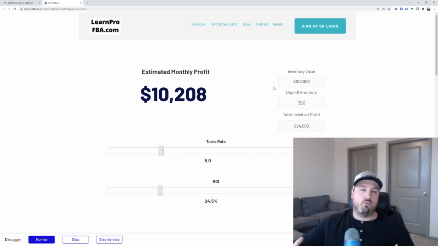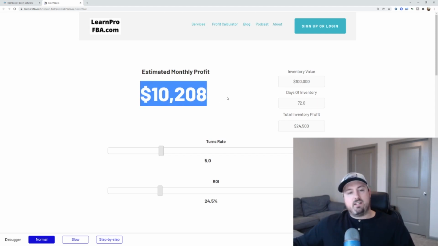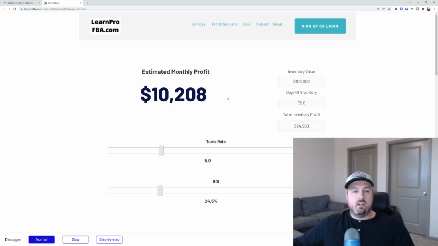But if you think about it relative to other investments or other businesses, how many businesses can you keep $100,000 in, or how many investments can you keep $100,000 in and make $120,000 a year of this gross profit? Not many. And then, say your expense ratio is around 25-30%. You're going to make $7,000 every month off of $100,000.